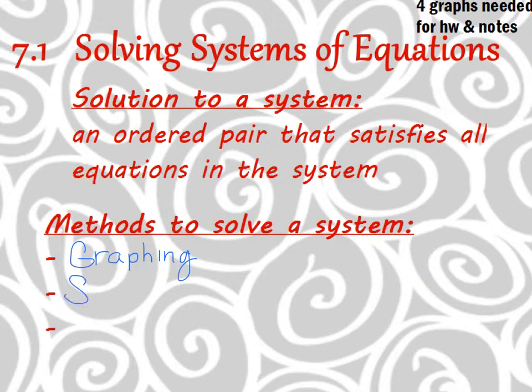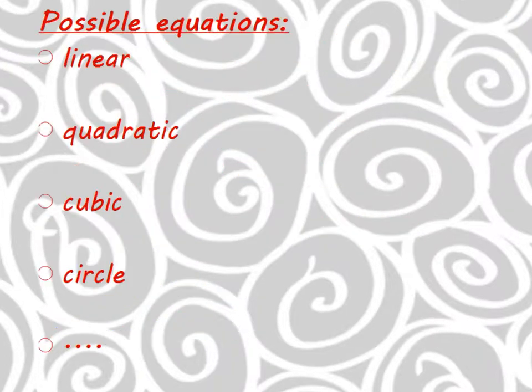We sometimes use substitution, and other times we'll use elimination. It depends on what the equations look like which method you would want to use. Now, in your previous experience in solving systems, everything was probably linear. Just to refresh your memory, if you have something that's linear, it's either going to look like something in slope-intercept form.